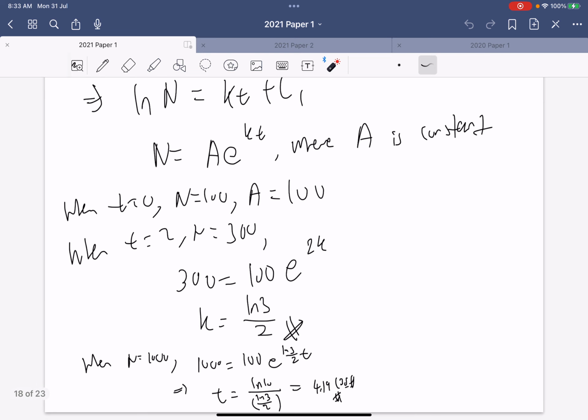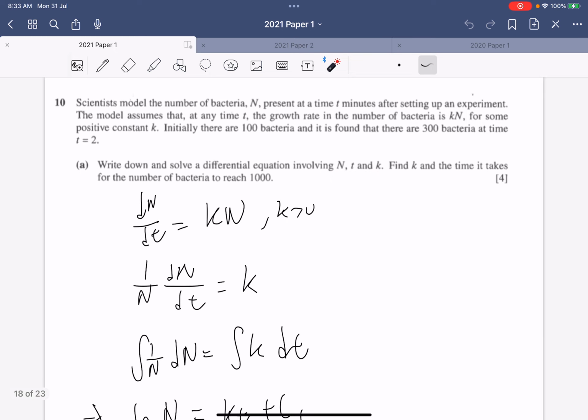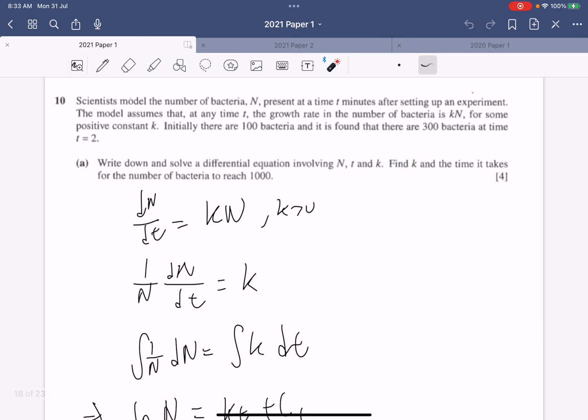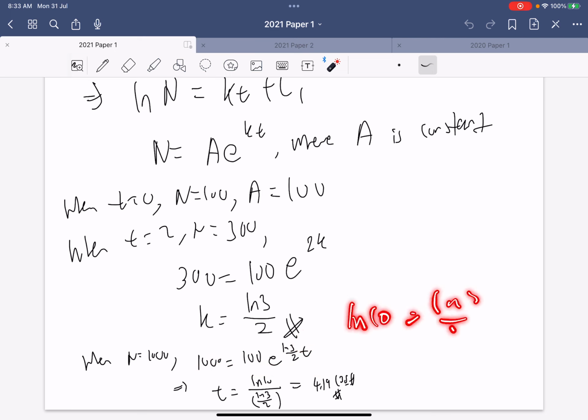Now, with the constants found, we have solved the differential equation and found k. So we want to find the time taken for it to reach 1000. Meaning when n is 1000, you just write out the formula with all the constants substituted in, and then you solve for t. So you divide it over, which is 10, then ln 10 equals (ln 3 over 2) t. Then you multiply up, divide below. So it's this, and then you make it 3 significant figures, which is 4.19. So t equals 4.19 minutes.